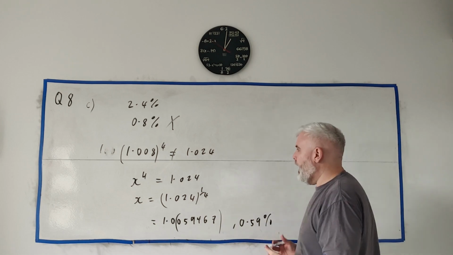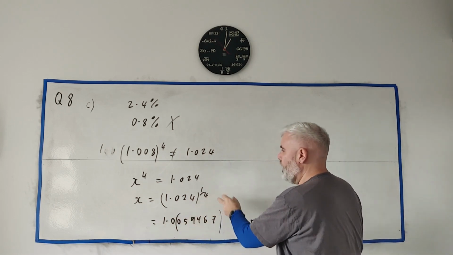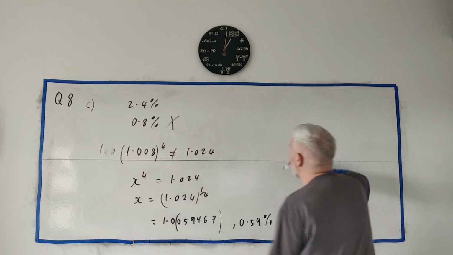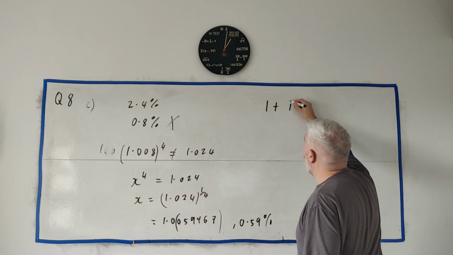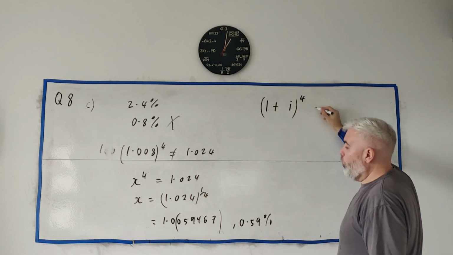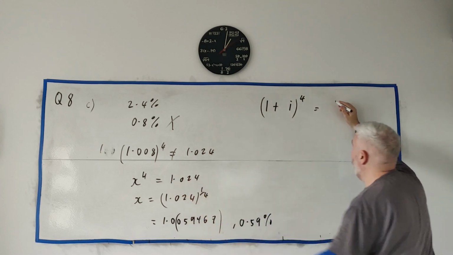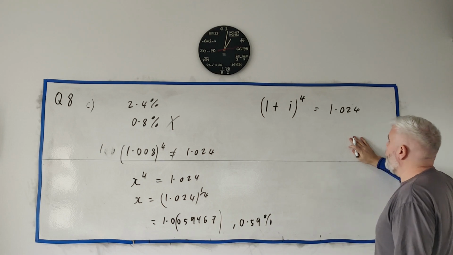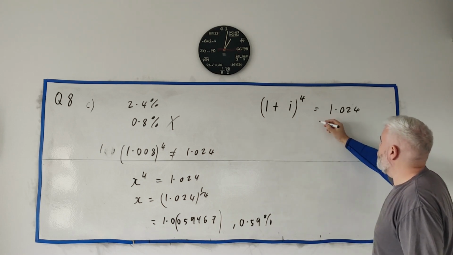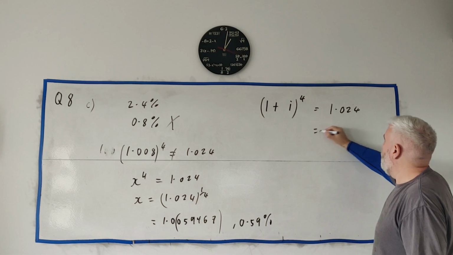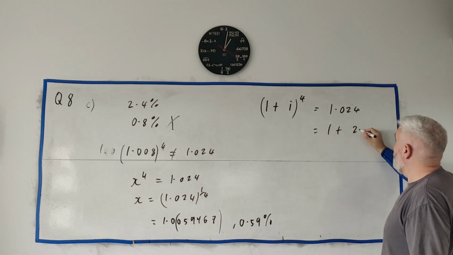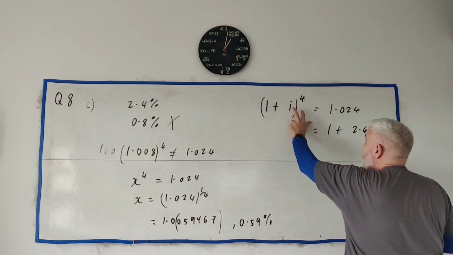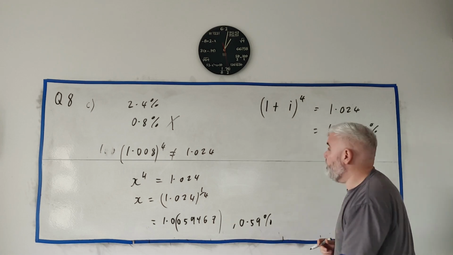Another way you might see this answer from this line here, what was going in here, this to the power of x, you might see it written as 1 plus I to the power of 4 is equal to 1.024. Or you might see it being equal to 1 plus 2.4% or something like that. This would just be an extra step or 2 to solve. You should still get the same answer.